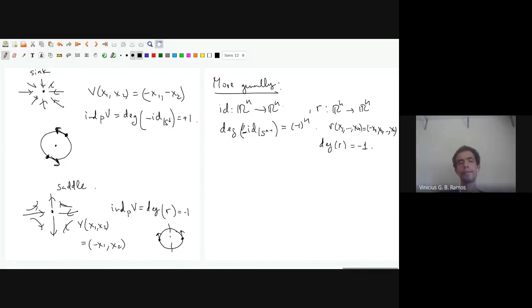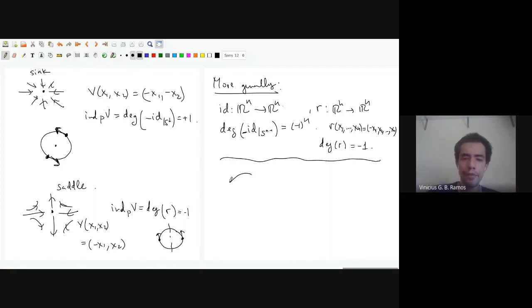Okay. So that's basically going to tell you that if your vector field takes x1, ..., xn and switches a certain number of signs, then the index is going to be either minus 1 or plus 1, depending on this numerology. Okay, but let's go back to the surfaces because it's kind of interesting. Now we want to look at closed surfaces.